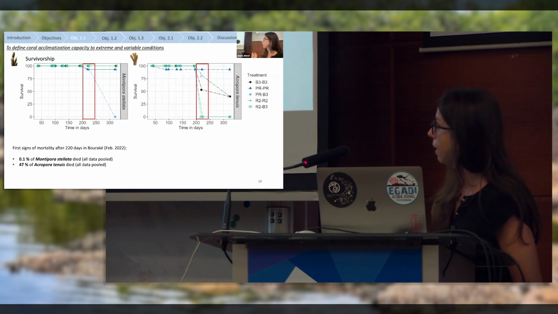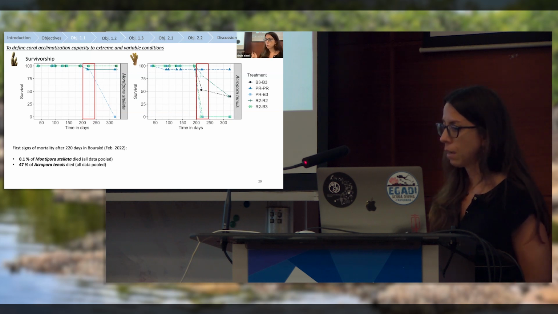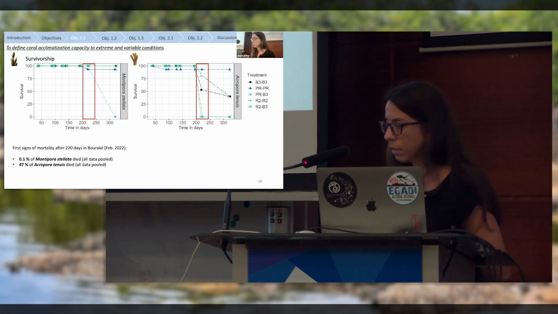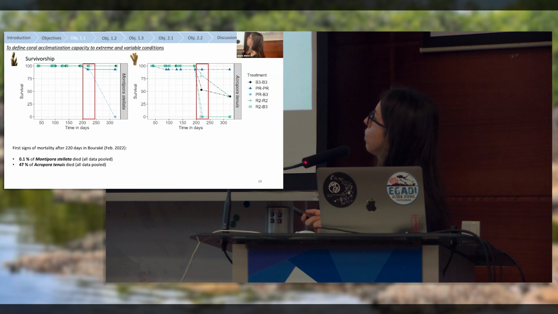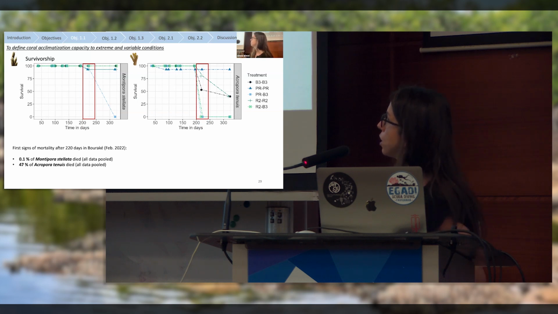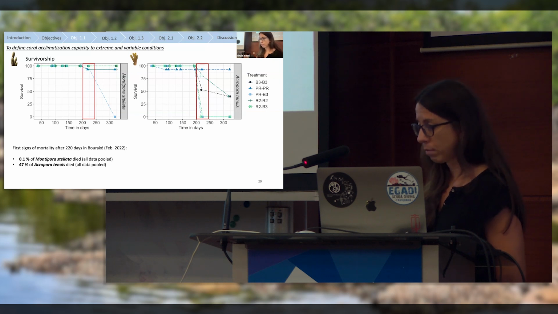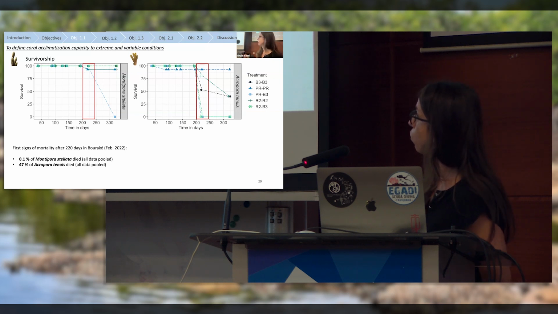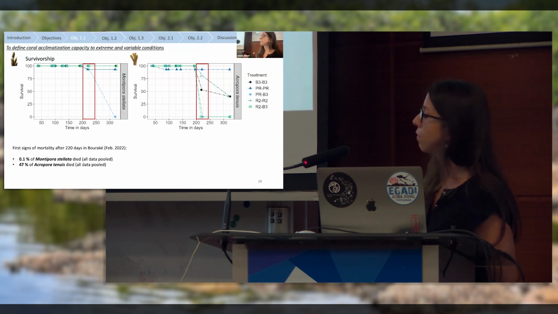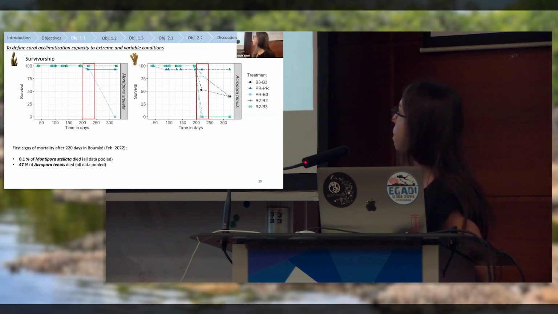Then if we look at the different species, Acropora tenuis, we actually had a completely different response. Indeed, all the colonies that we transplanted inside Bouraké from the reference site all died, while Bouraké colonies displayed more than 50% survival rate.